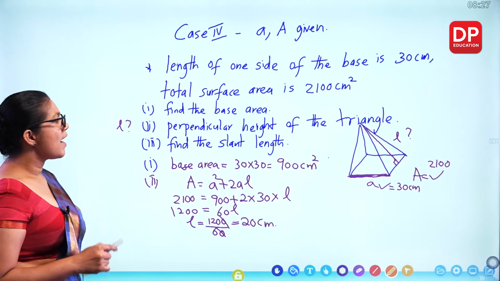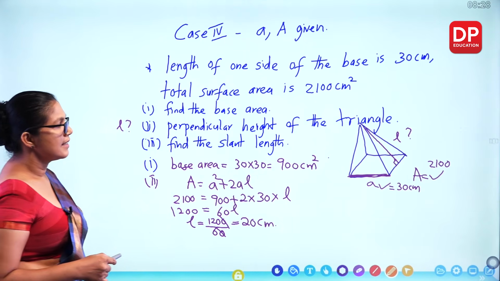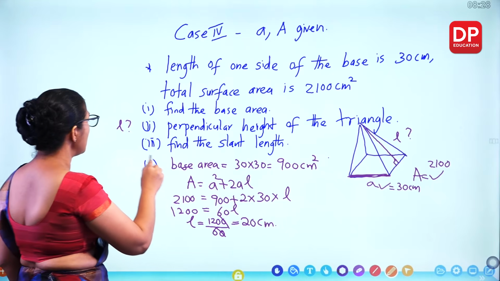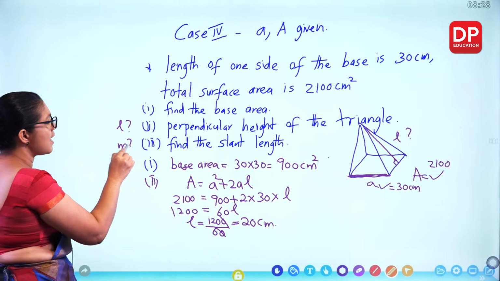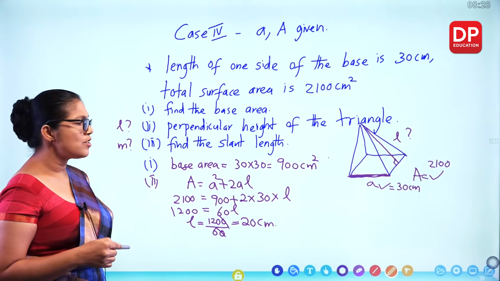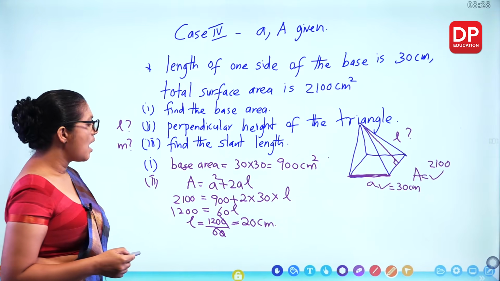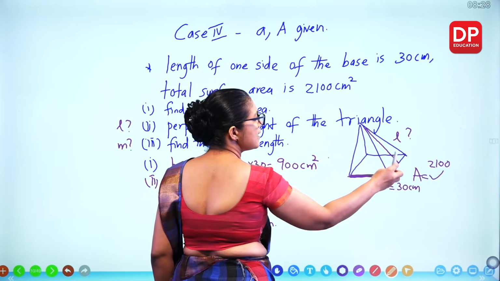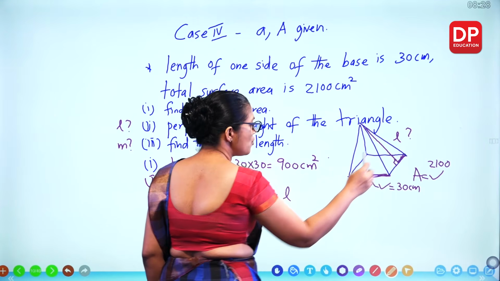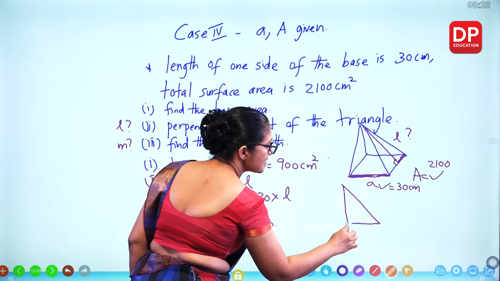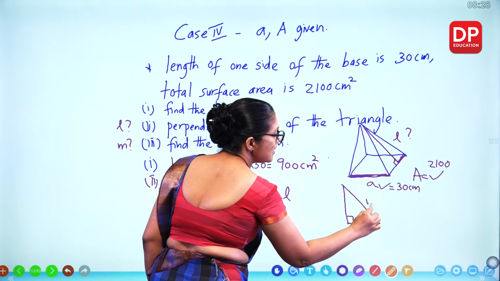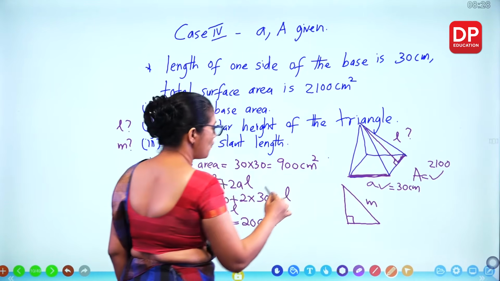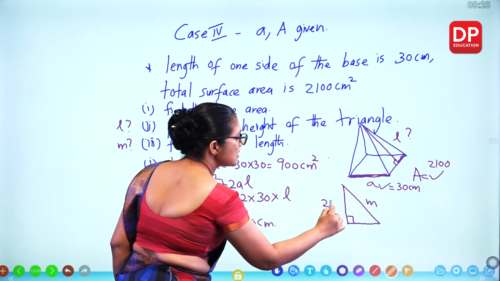Last part, it says find the slant length. Slant length is the m value. What's the letter we use for slant length or slant edge? We used m. How can we find out m? We know this length and we know this side, so you can use Pythagoras theorem again. We'll take this one as m. This is the L value. So we found L is 20.